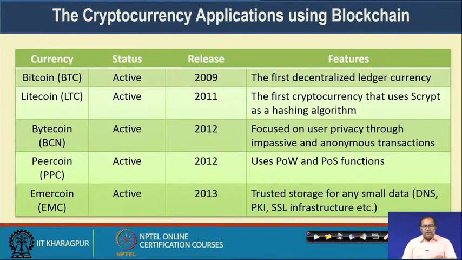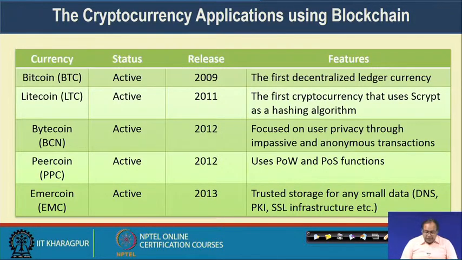In 2011 we had another cryptocurrency called Litecoin, which used a hashing algorithm called scrypt, a lightweight hashing algorithm utilized in Litecoin. Then in 2012 there was another cryptocurrency called Bytecoin. Bytecoin focused on user privacy through untraceable and anonymous transactions. In standard Bitcoin, all the transactions are visible, but they designed a way to hide the transactions while still having a mechanism to validate them.